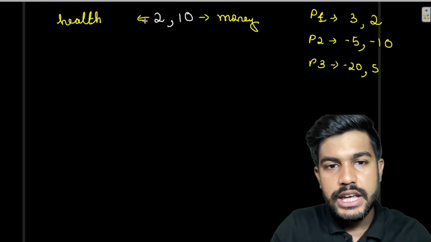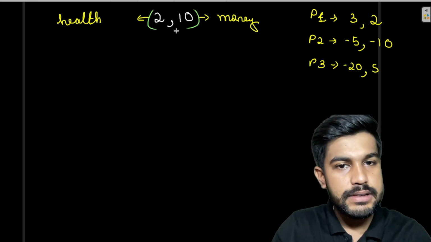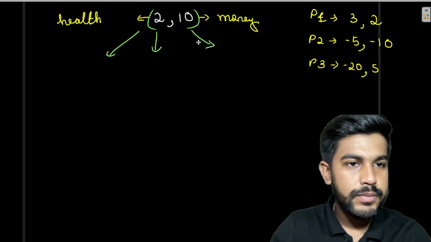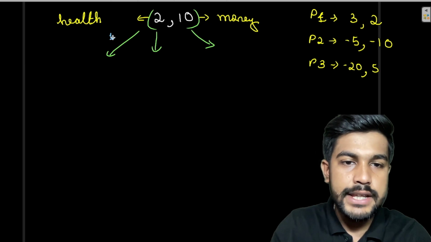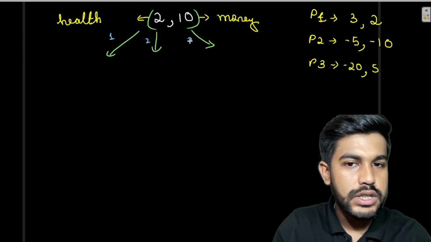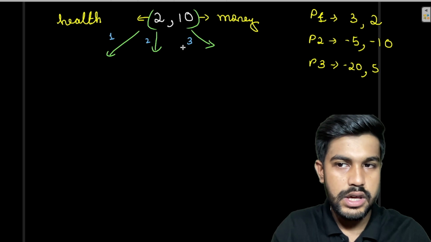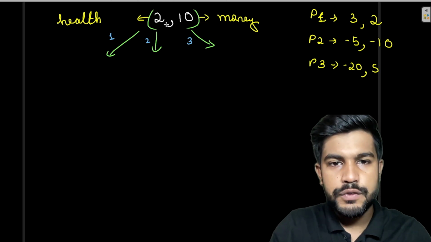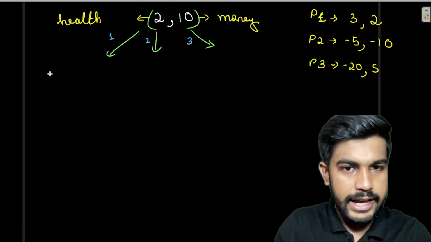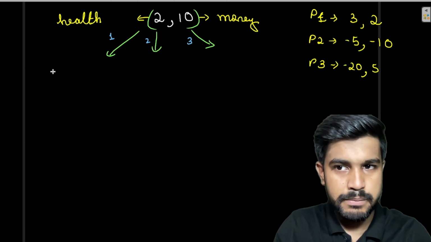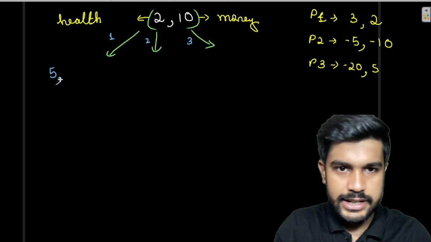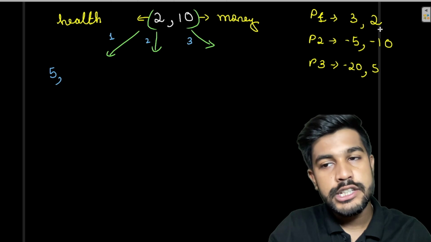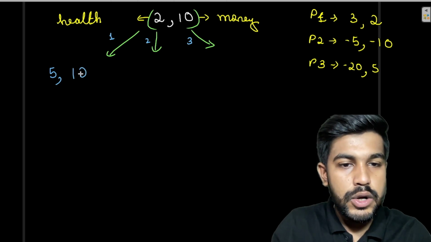Now let us try to understand how this recursive code is basically working. If you see that we are starting off with 2 and 10, then there are 3 ways we can move forward. The first one is by using the path 1, the second one is by using the path 2, the third one is by using the path 3. So if you use the first path, this is the health, this is the money. Your health would increase by 3, that is 2 plus 3 equals 5. And then 10 would increase by 2, that is, it would become 12.